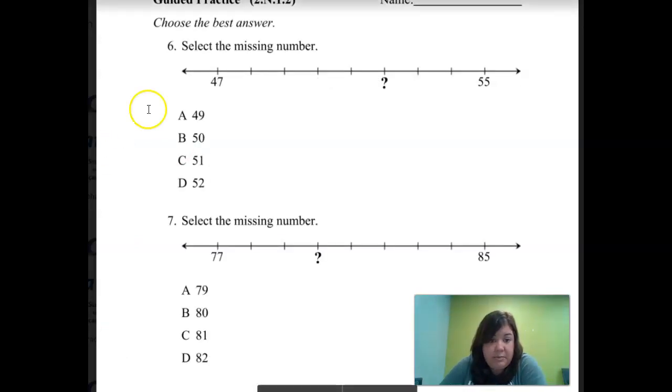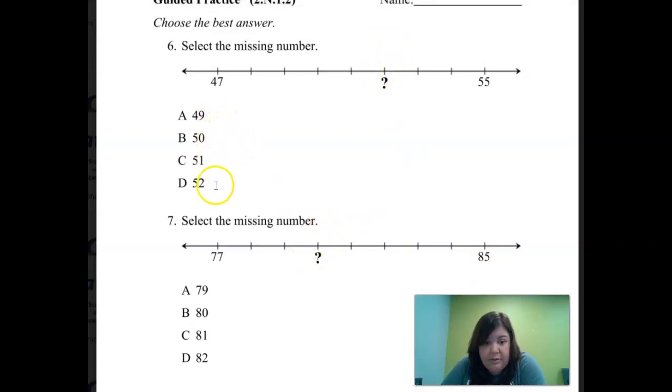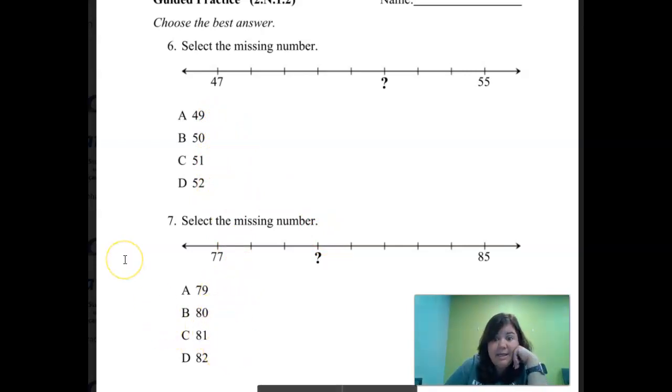Look at this number 6 and number 7. We have a number line that tells us we know the 47 and we know 55. And on number 7, we know 77 and 85. So what number is the question mark on? So take a second, look through their answers. And is it A, B, C, or D? Pause the video and take a second to answer number 6 and number 7.